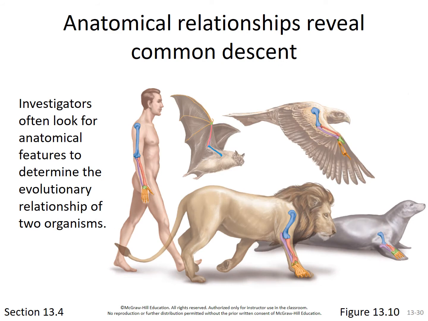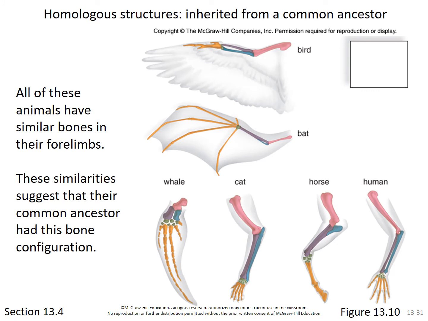Now, anatomical relationships can reveal common descent. This is something that I think is really cool. We're going to look at something called forelimb homology. So what investigators will do is they'll look for anatomical features to determine the relationship of two organisms. And this is a classic example of animals having similar bones in their forelimbs.